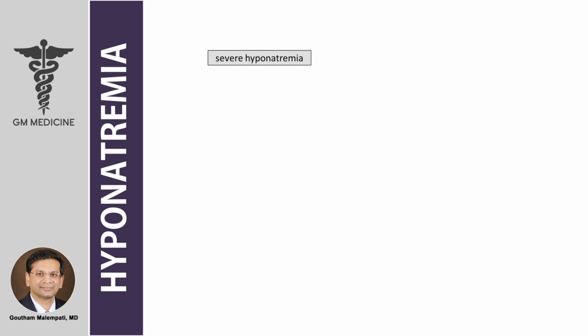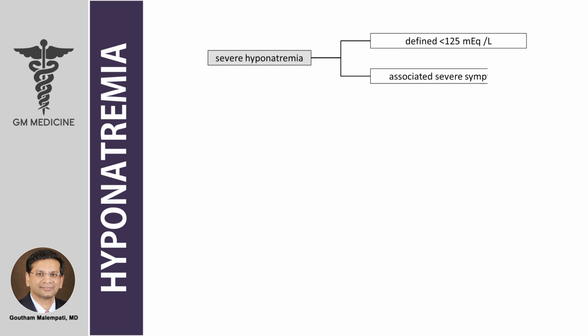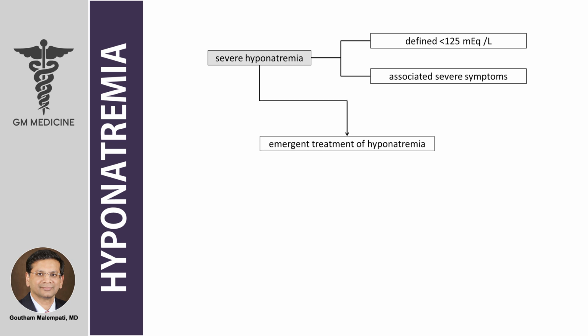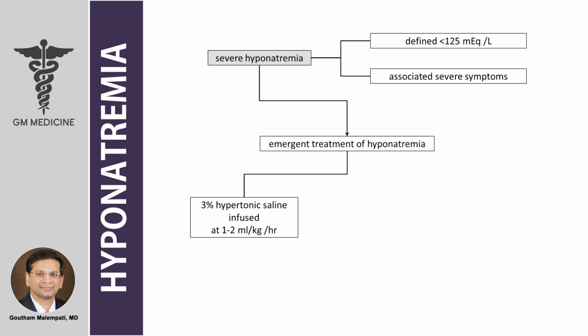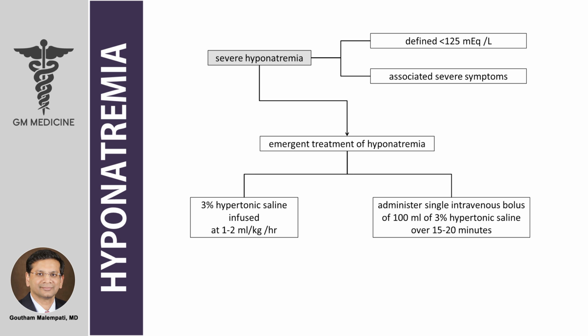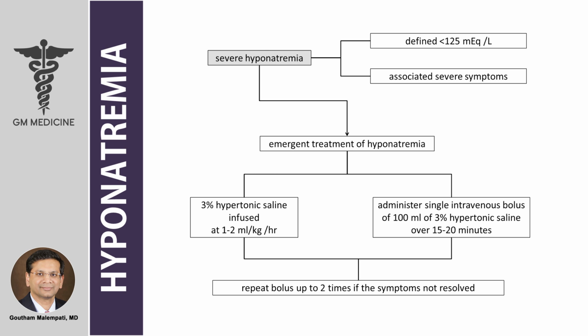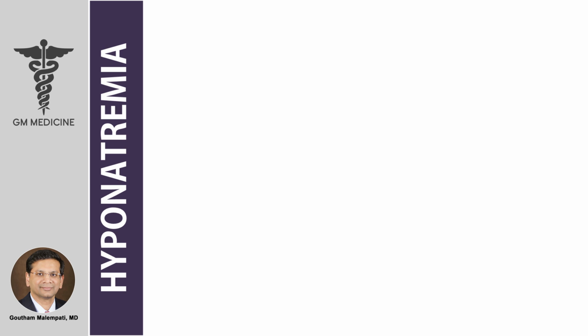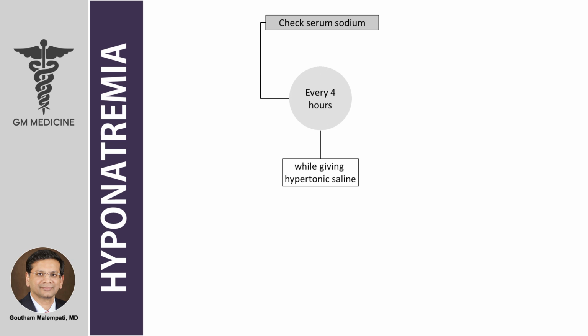So if a patient has severe hyponatremia, defined as less than 125 millimoles per liter with associated severe symptoms, one should go with emergent treatment, which can be done in the form of 3% hypertonic saline infused at 1 to 2 ml per kg per hour, or one can administer a single intravenous bolus of 100 ml of 3% hypertonic saline over 15 to 20 minutes. One can repeat this bolus up to 2 times if the symptoms do not resolve. We should be checking serum sodium every 4 hours while giving hypertonic saline.